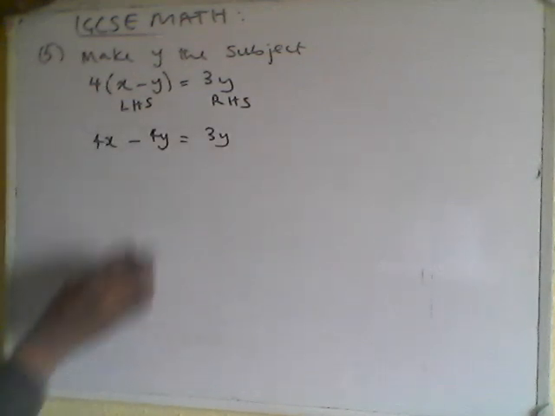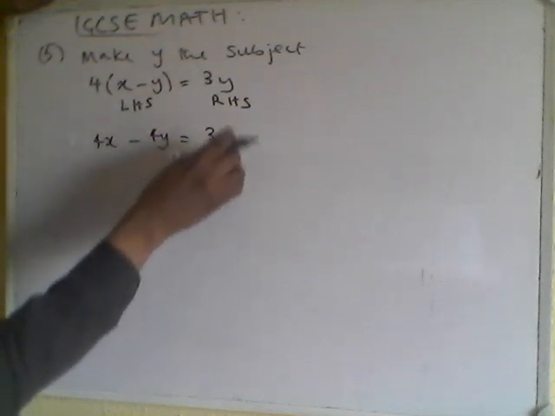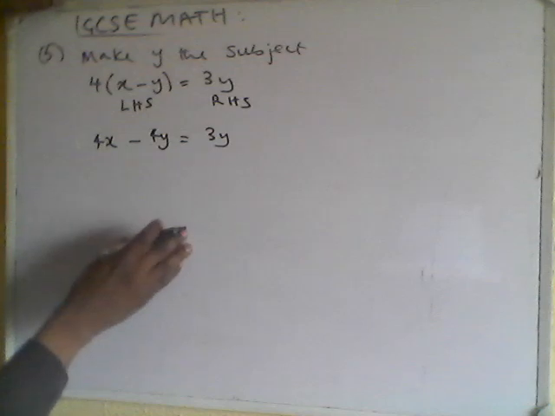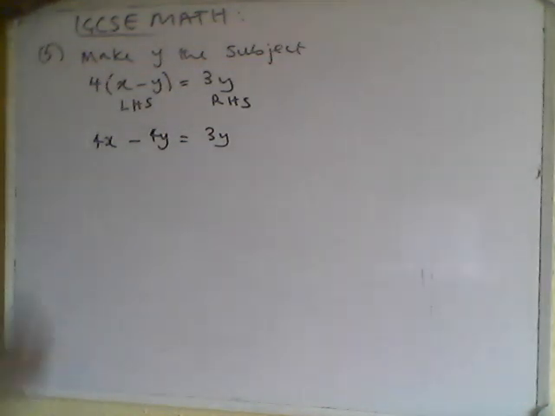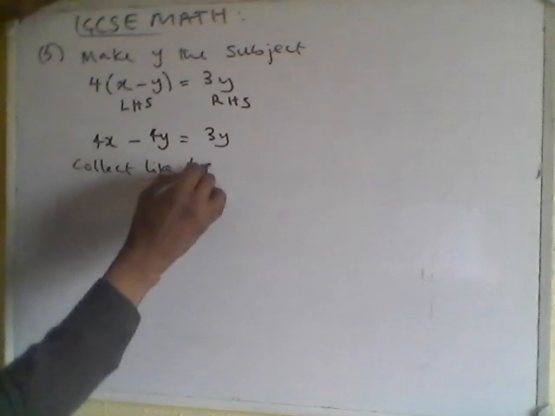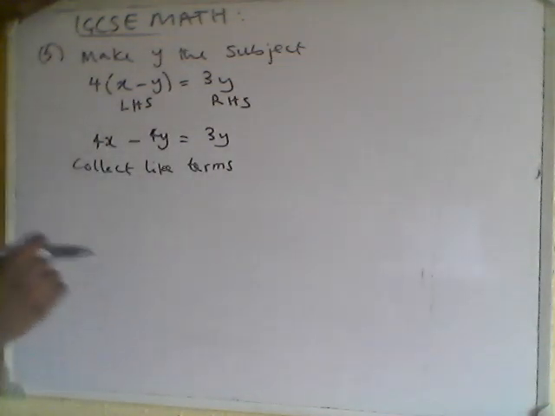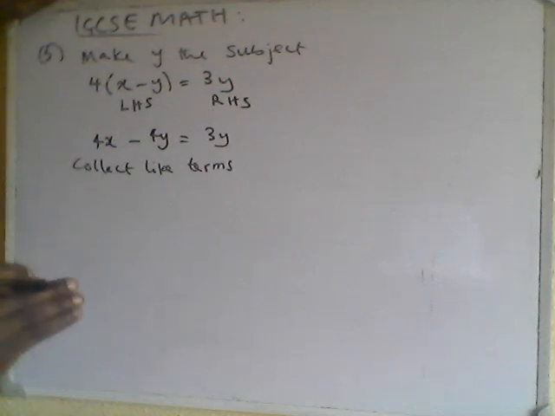But the second term, 4y, and this third term, 3y, all have y together. So I can collect like terms. To collect like terms is a process of making sure that terms or variables that are similar all be at one side. Understand?